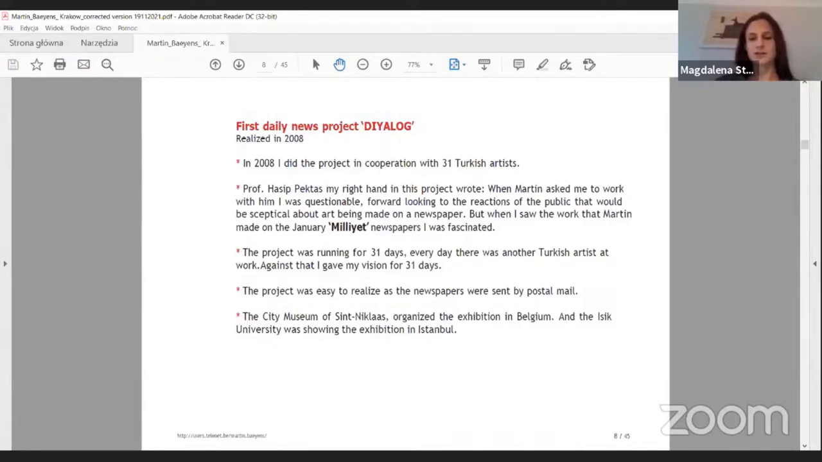The project was running for 31 days. Every day there was another Turkish artist at work. Against that, I gave my version for 31 days. The project was easy to realize as the newspapers were sent by postal mail. The City Museum of Sint-Niklaas organized the exhibition in Belgium, and the İSKİ University was showing the exhibition in Istanbul.